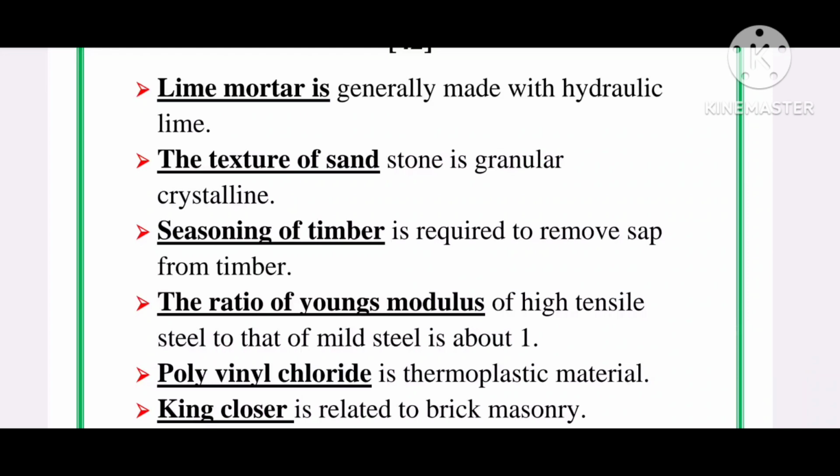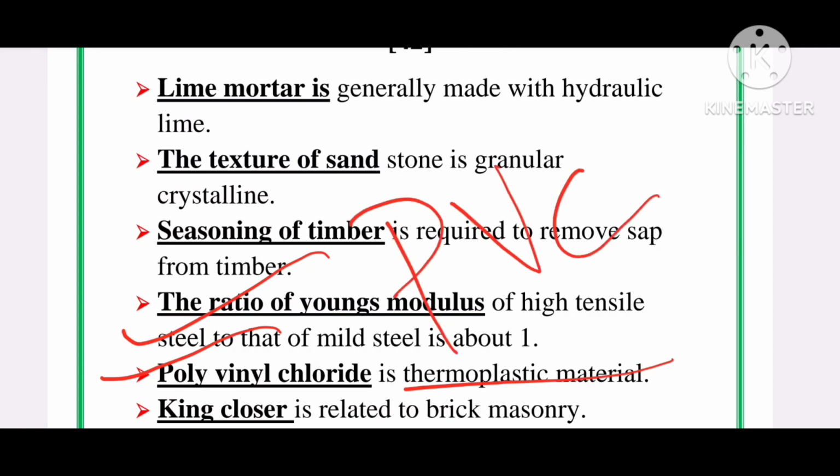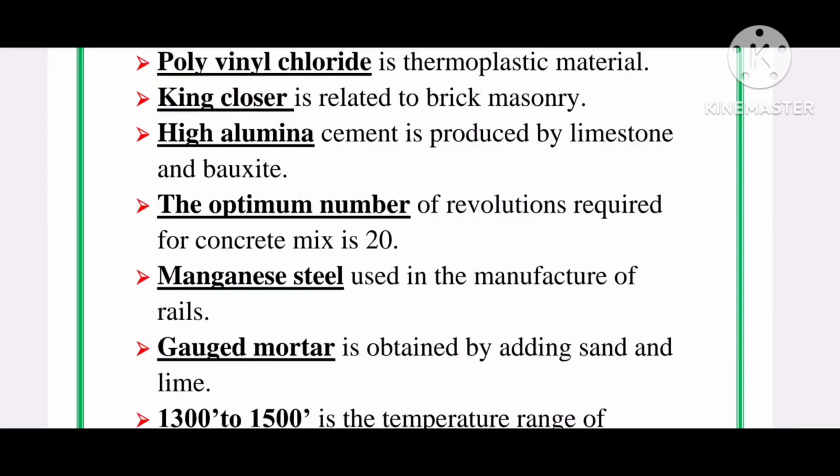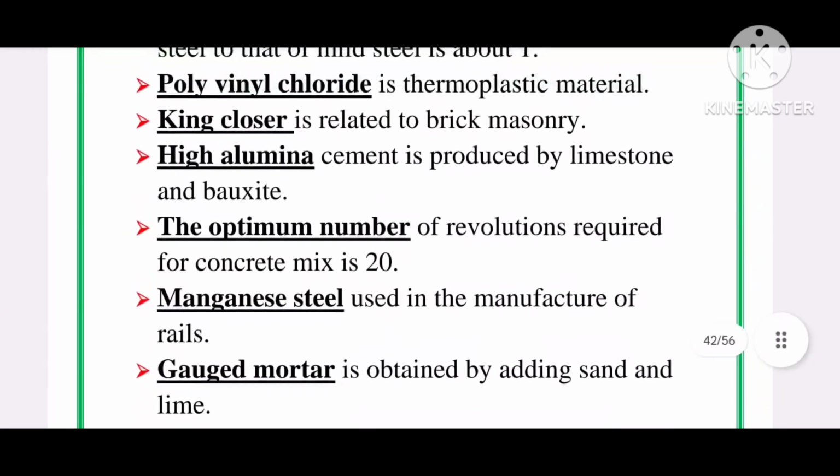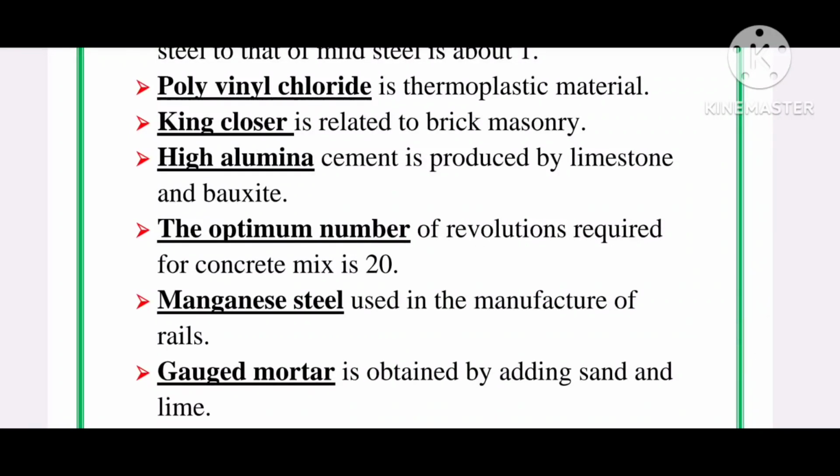Next point, the ratio of Young's modulus of high tensile steel to that of mild steel is 1. Next point, polyvinyl chloride, PVC, is thermoplastic material. Next point, king closer is related to brick masonry, that we already know.